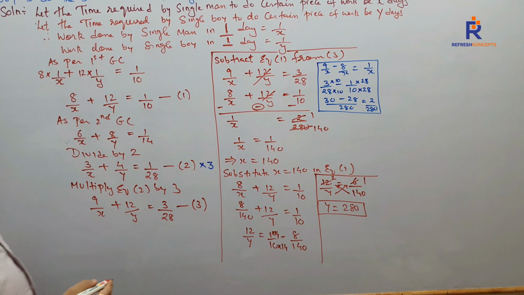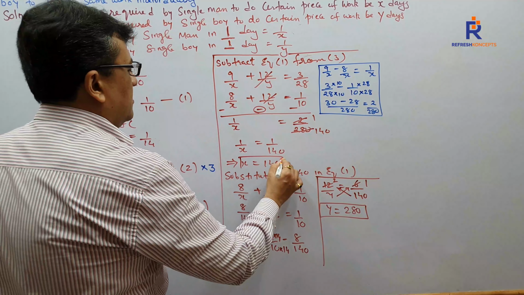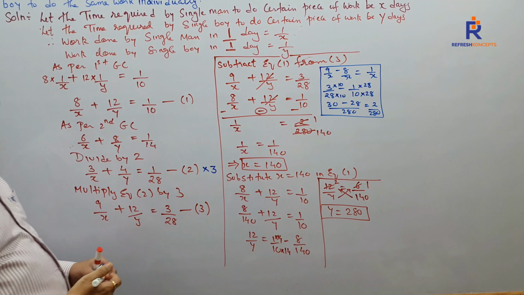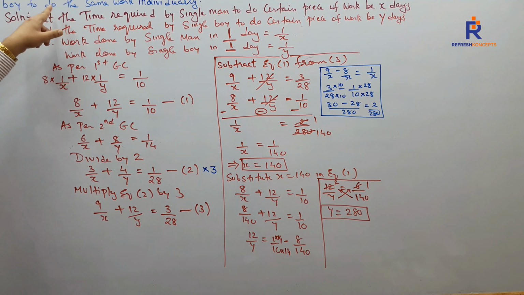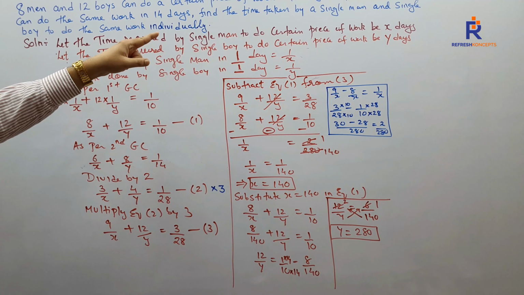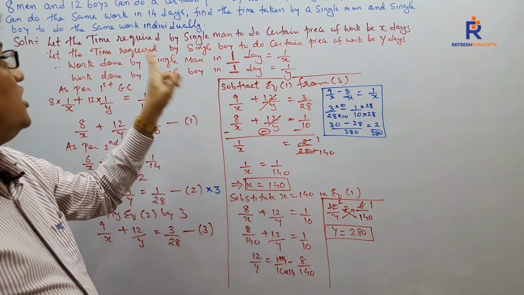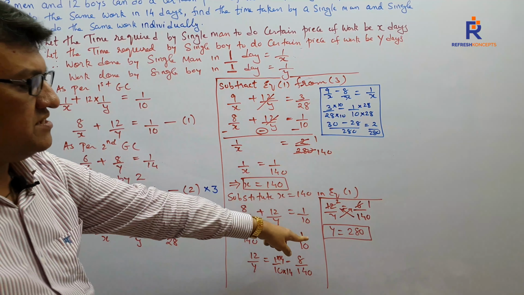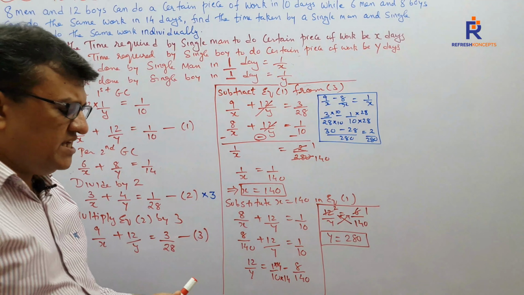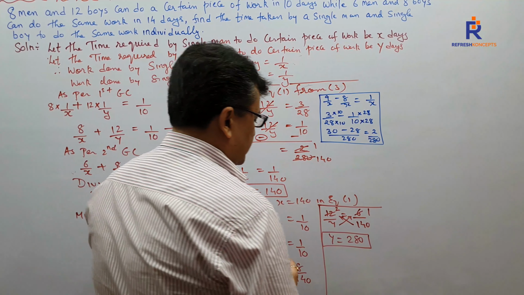So what is the answer? We were looking to find the time taken by a single man. So a single man takes how many days? 140 days. Find the time taken by a single boy. The single boy will take how many days? 280 days. So let's jot down our final answer.